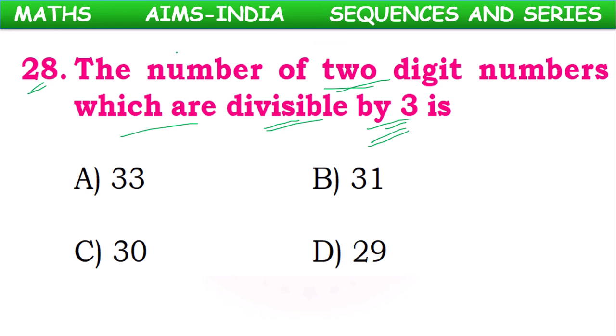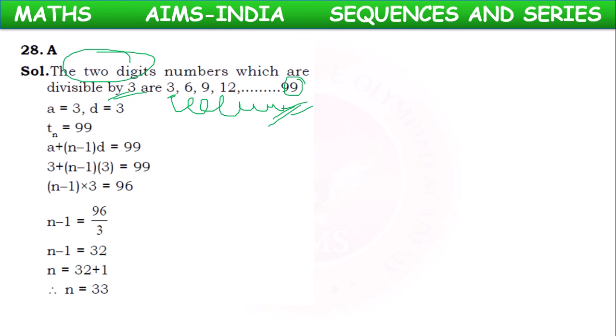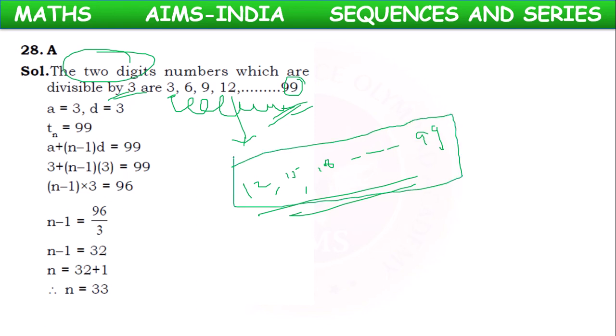But they have asked for the number of 2-digit numbers. The first 2-digit number divisible by 3 is 12 actually. So we have 12, 15, 18 and so on up to 99. Only these numbers are 2-digit numbers divisible by 3. So we should not consider from 3. We have to consider from 12.